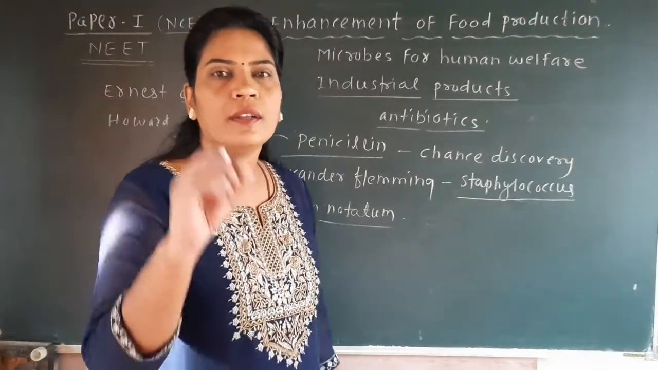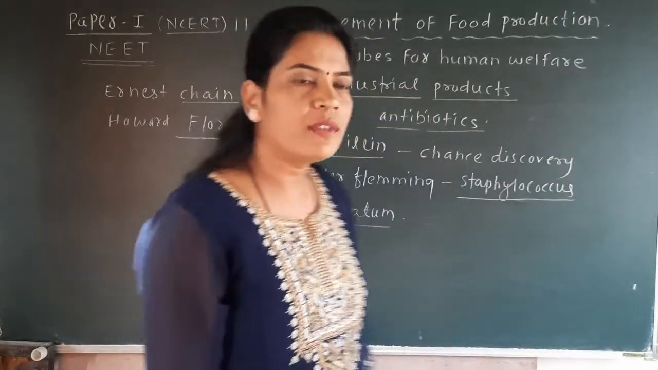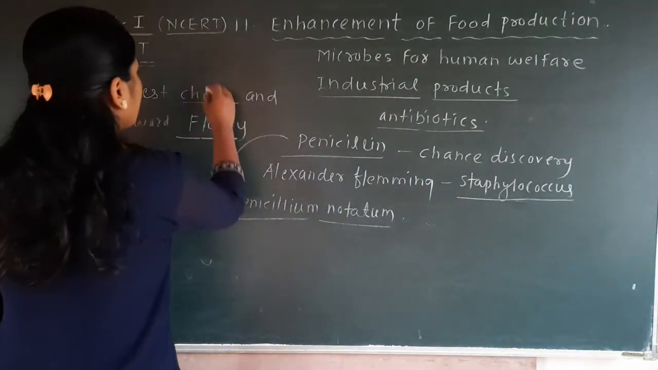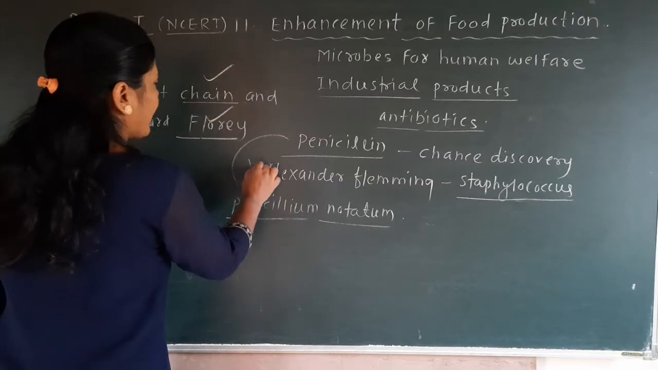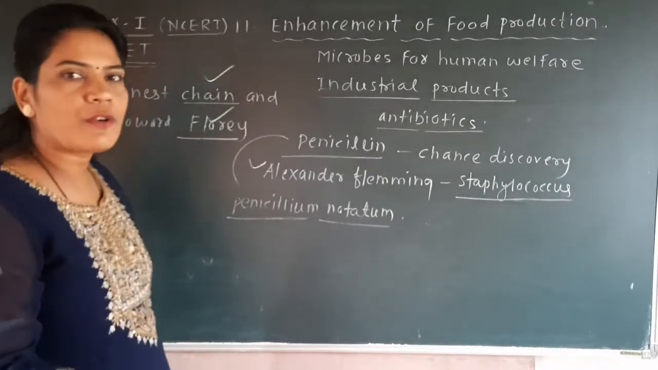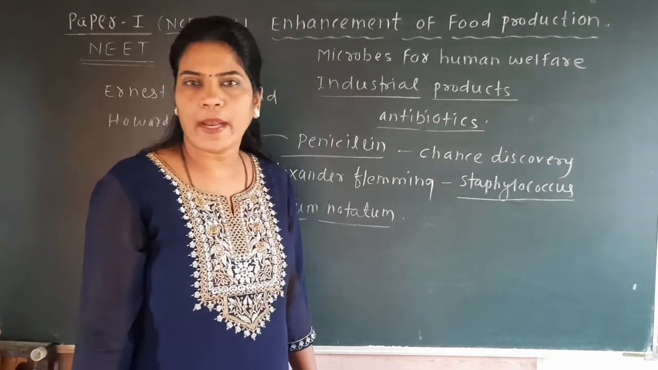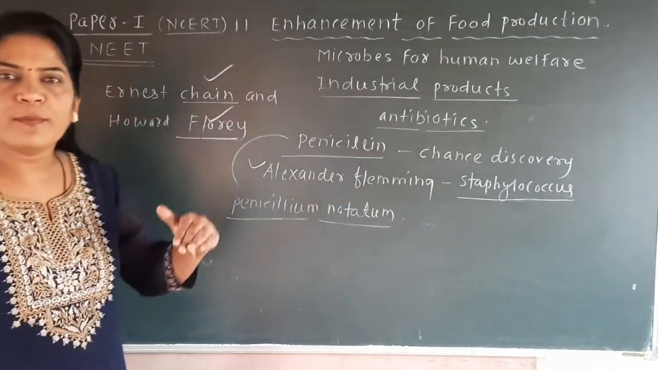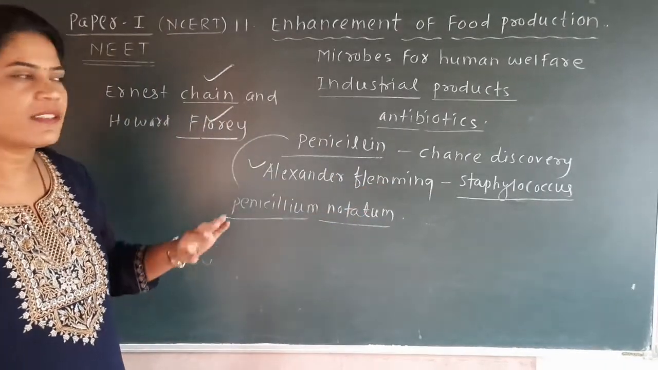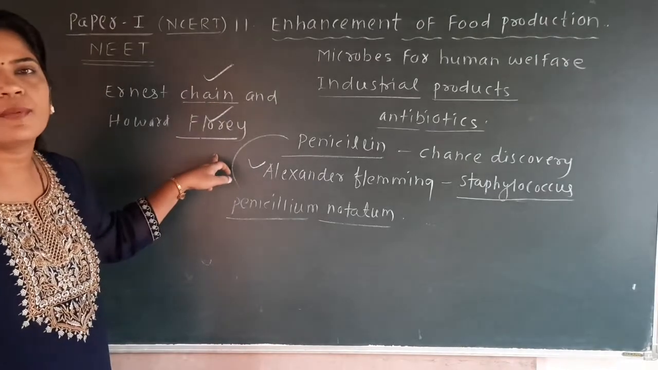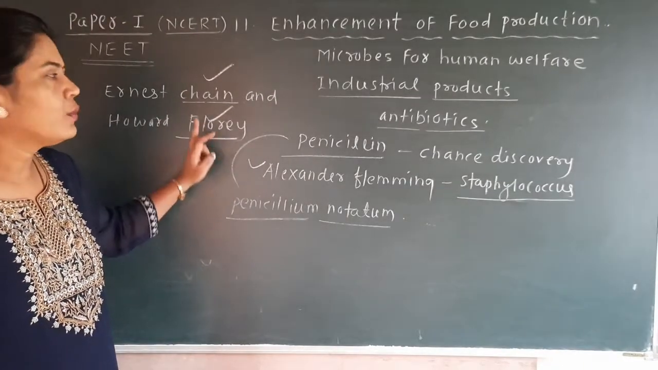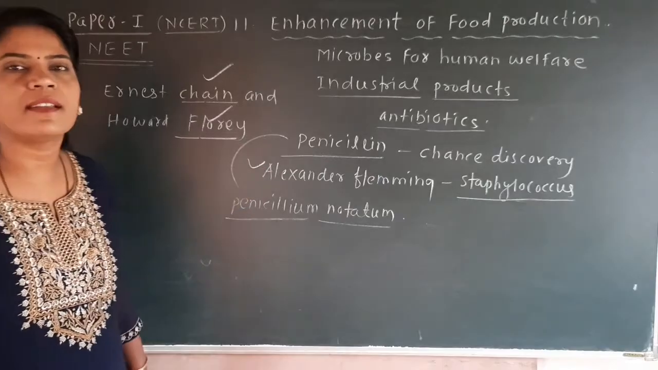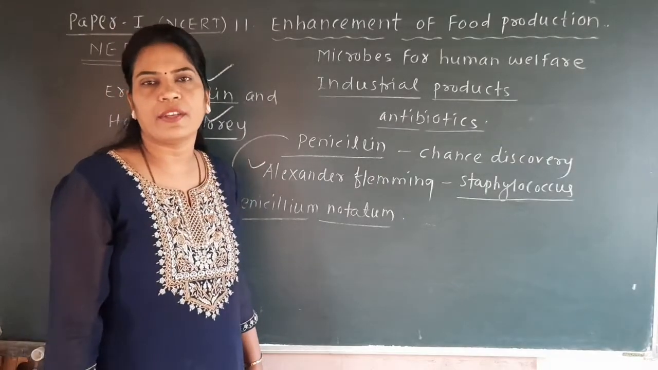Here the Nobel Prize was given to three scientists, Chain, Florey and Alexander, for their contribution in the discovery of antibiotics, because Fleming had discovered the antibiotic, but its full potential as an antibiotic was first shown by Chain and Florey. So the Nobel Prize was given to Chain, Florey and Alexander for their contribution in antibiotics.